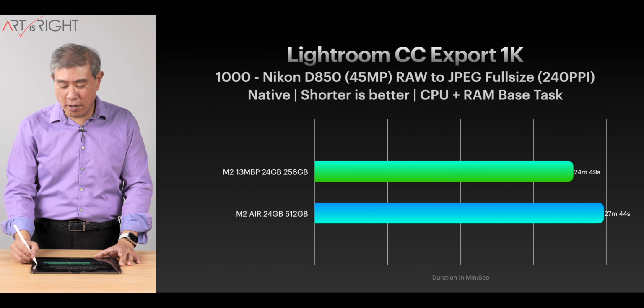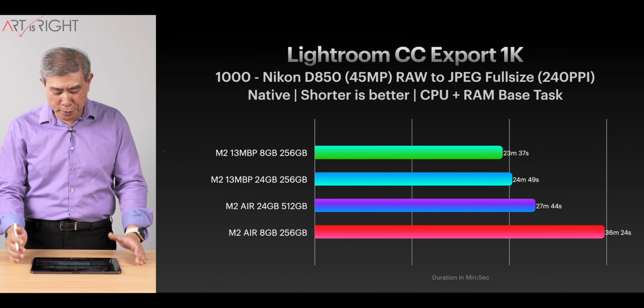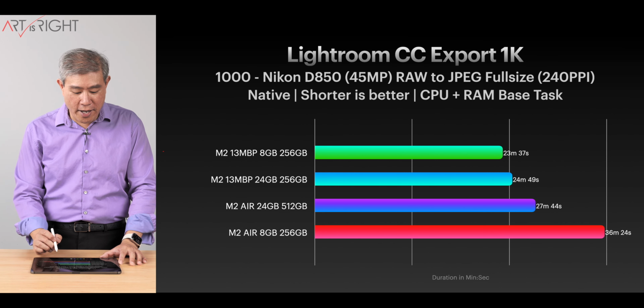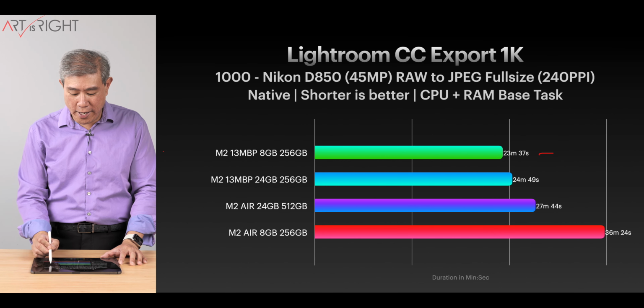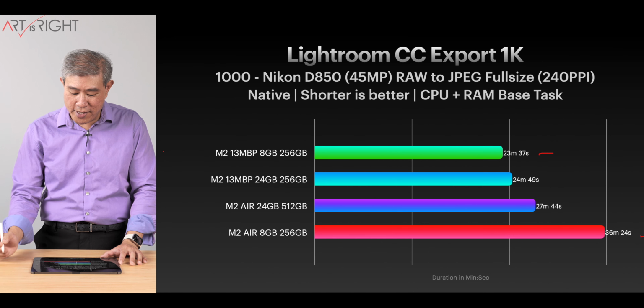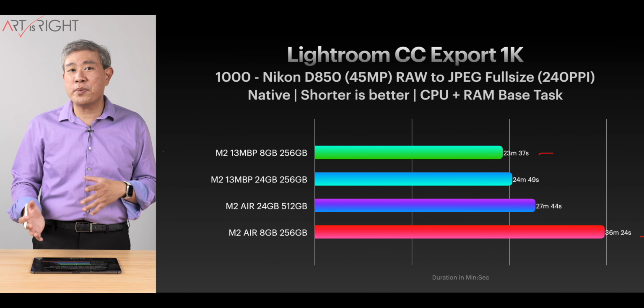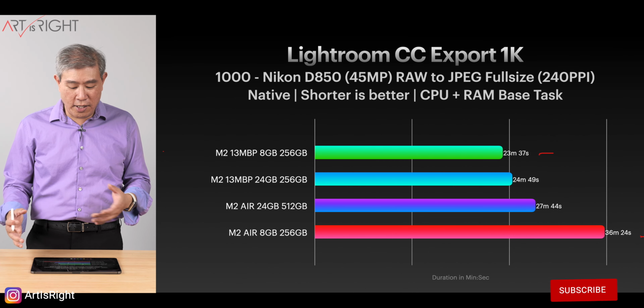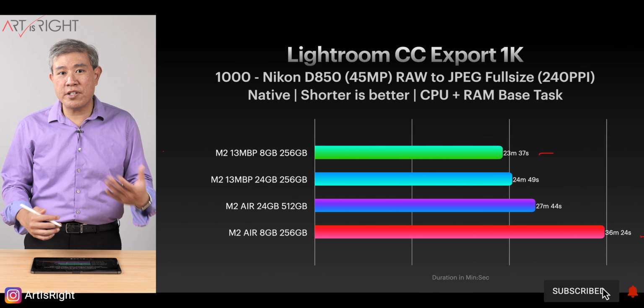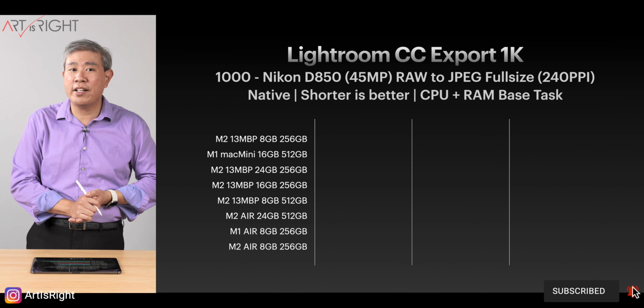Now let's have a look at the result comparing this with the 8GB model. You can see clearly that the M2 13-inch MacBook Pro with 8GB sits at the very top while the Air sits at the very bottom. So the scaling on this one is really quite skewed, but a lot of this has to do with the lack of optimization for the M2. So you're going to see a lot of these happening.